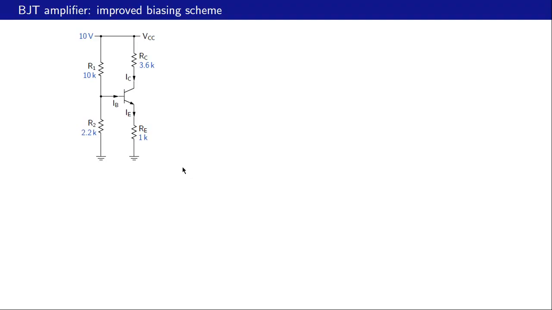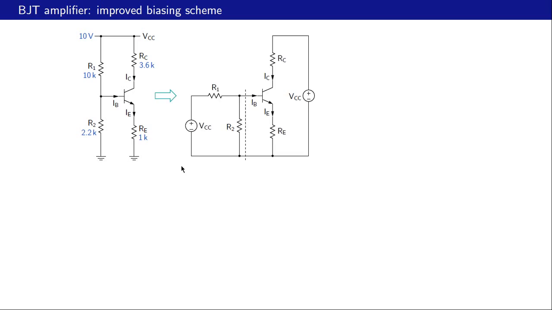Here is an improved circuit, and we will see that the dependence of IC or VCE on the transistor beta in this circuit is much weaker than the previous circuit. To analyze this circuit, let us redraw. Instead of showing VCC like that, we have drawn that explicitly. And let's check that the circuit is still the same as before.